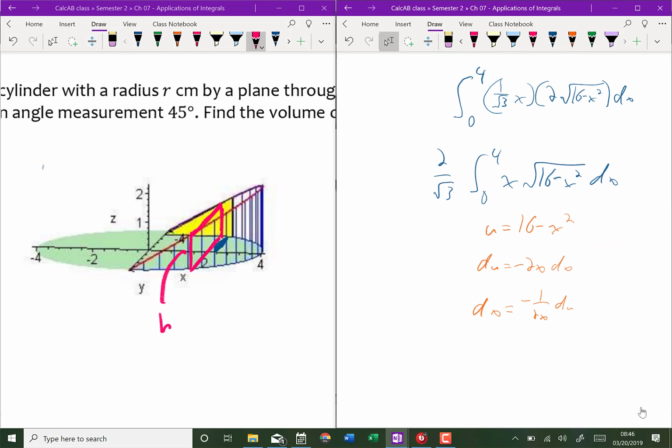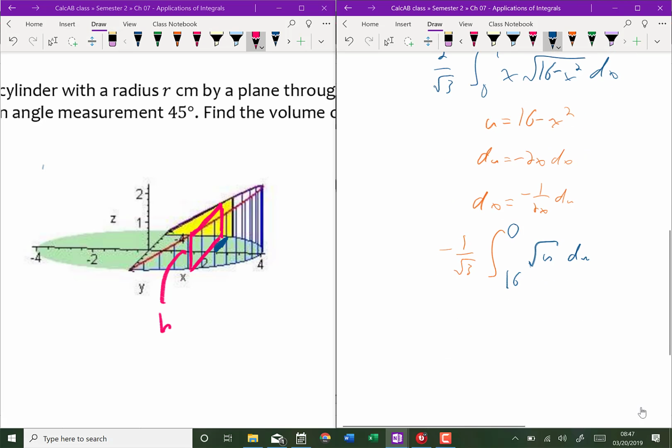It's going to pull out a negative 1/2. The negative 1/2 is going to multiply by the 2 over root 3 to give me negative 1 over root 3. We, of course, are going to substitute our limits in and change our limits of integration. So plug in 0 and I get 16. Plug in 4 and I get 0. Root u du. Notice how I have 16 on the bottom and 0 on the top, but my leading coefficient is negative. We can switch those. So I get 0 to 16.